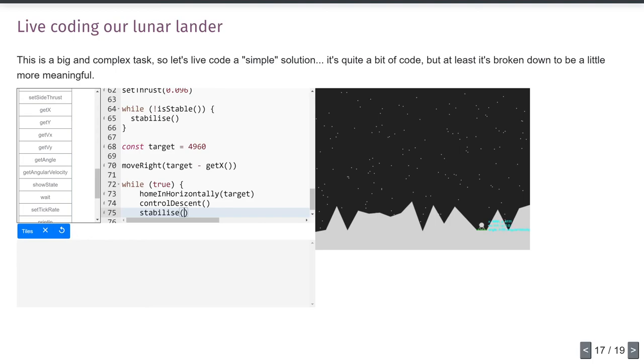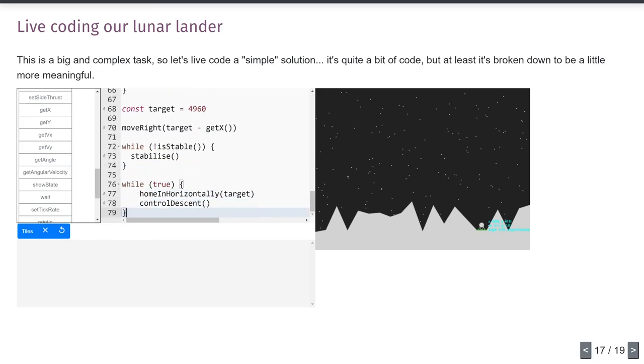But so instead, what I'm going to do is I'm going to say I only want to do that if I'm really sure that I'm stable. And I might, of course, have got unstable through that move right. So I'm going to put in another stage over here that just says, while I'm not stable, stabilize myself. Moves right, stops, stabilizes itself, homes in, controlling its descent.